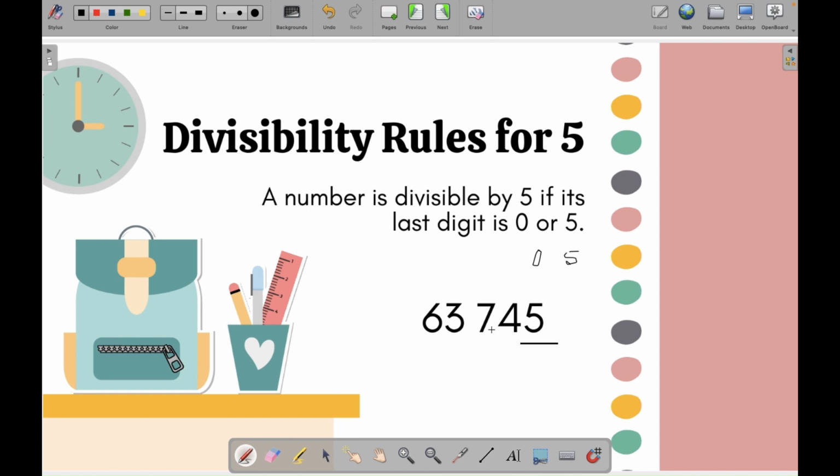So if you are asked whether 5 is a factor of this number, we will say yes, because the last digit is 5. Similarly, 22819. If you look at the last digit, it is not 0 or 5. For a number to be divisible by 5, the last digit must be 0 or 5, right? Since it is not, 5 is not a factor of this number. Okay.